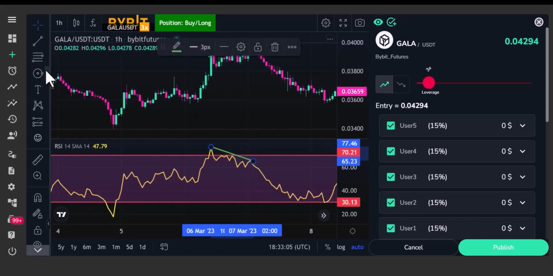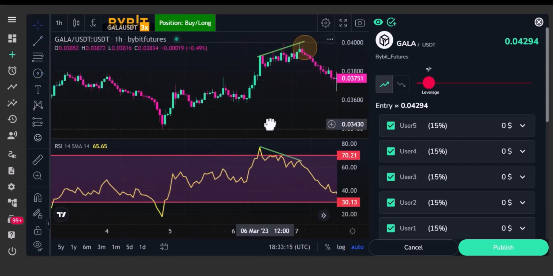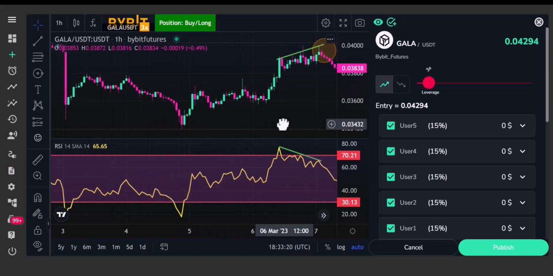A very important point is that the second peak must be formed in the chart and then a few candles lower, and then we enter the sale transaction.